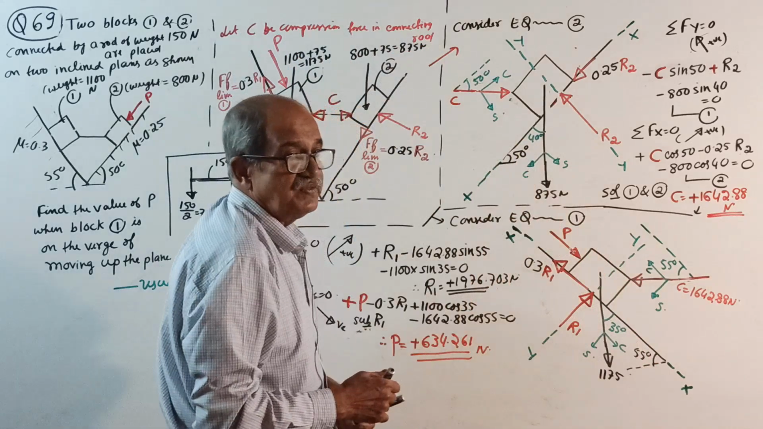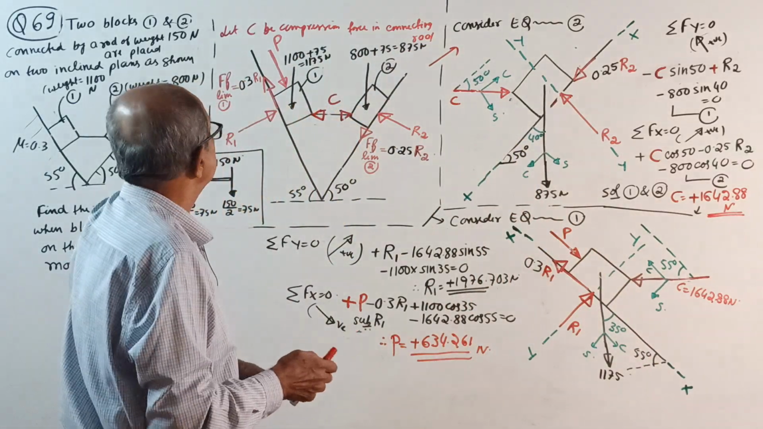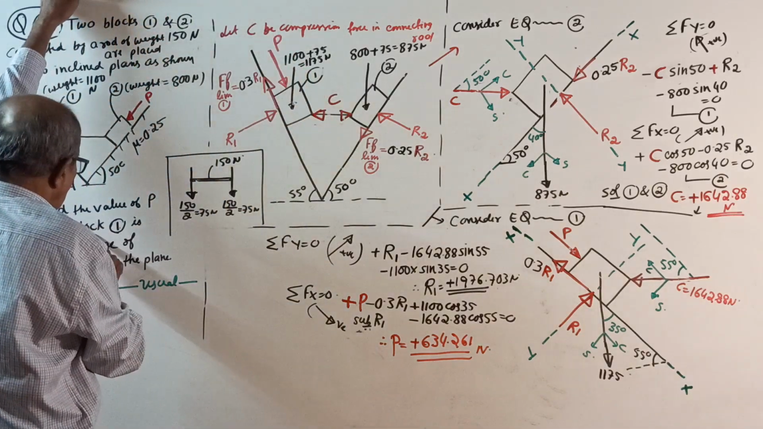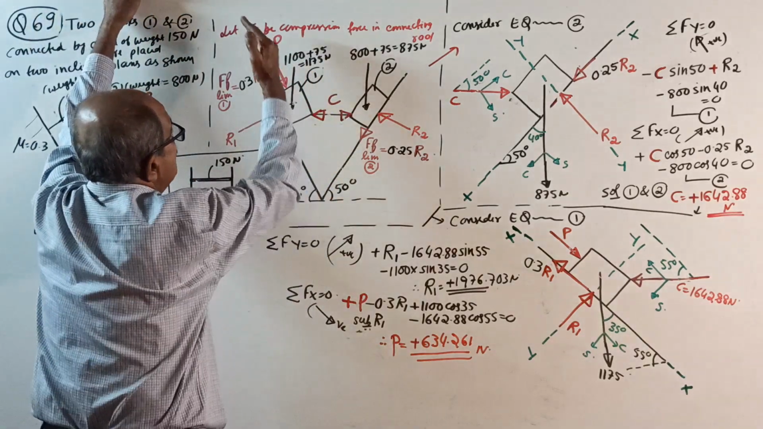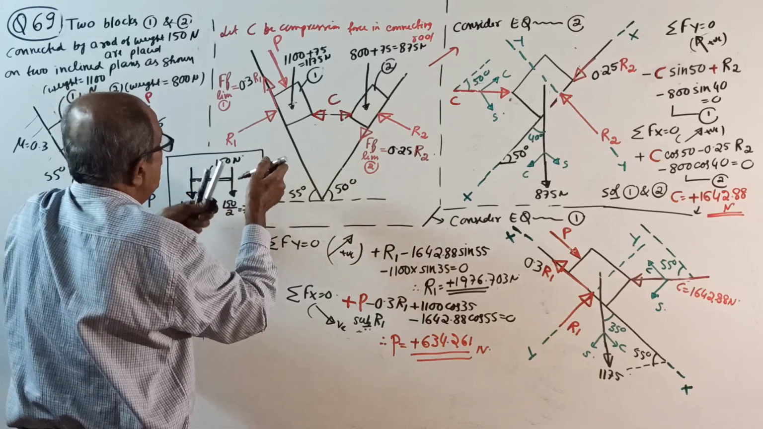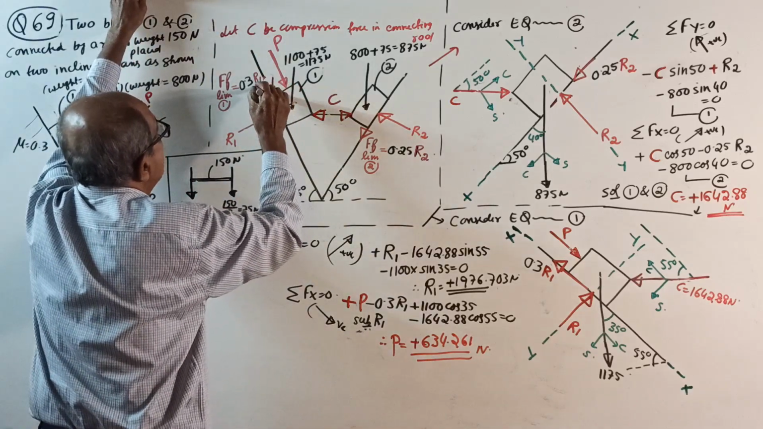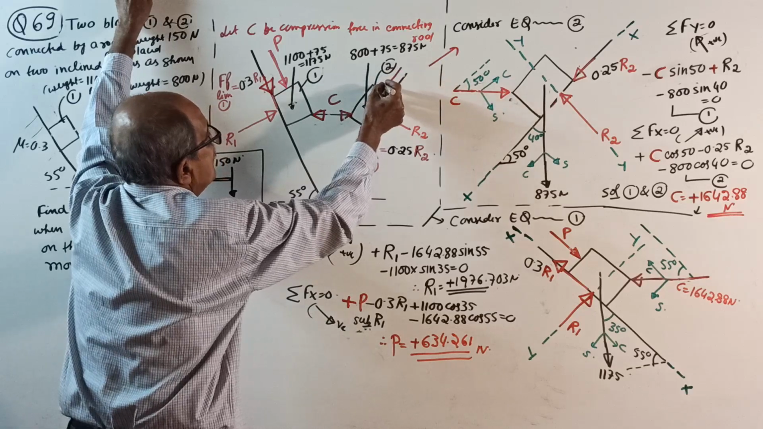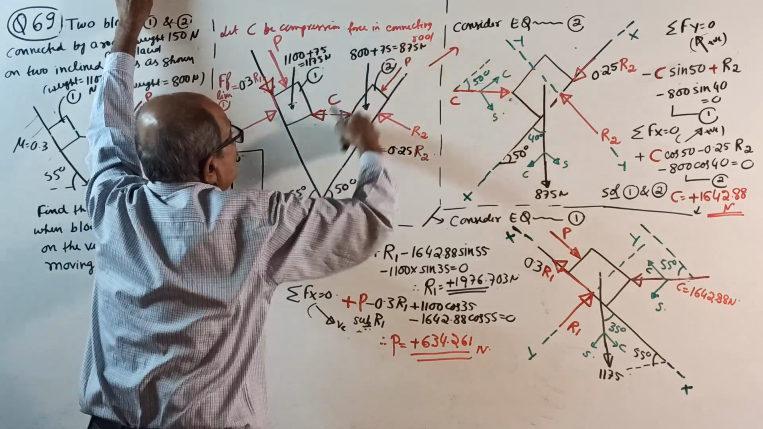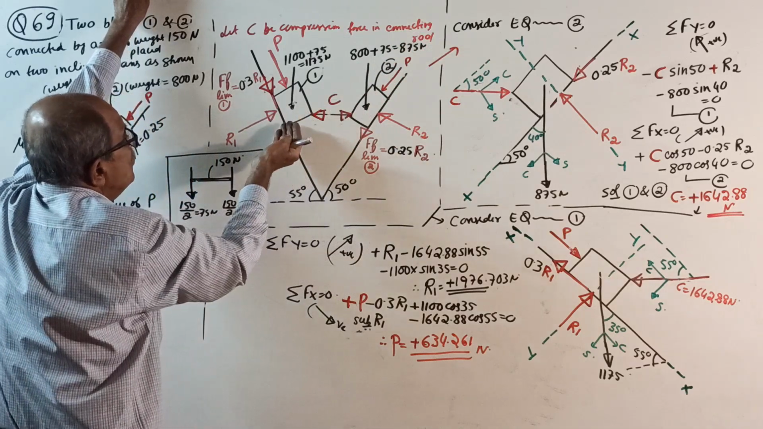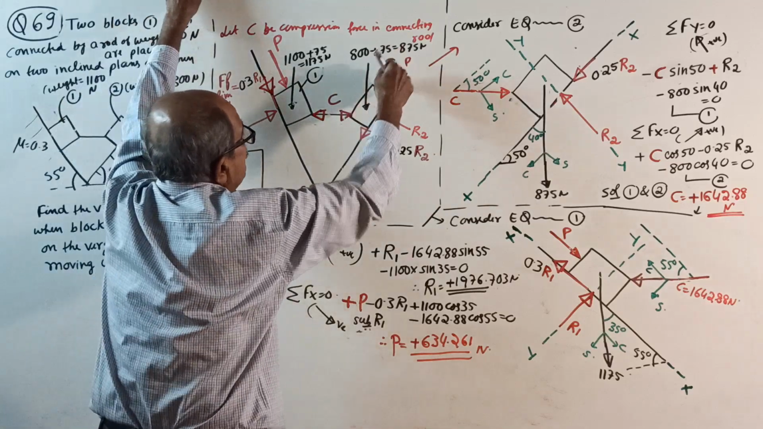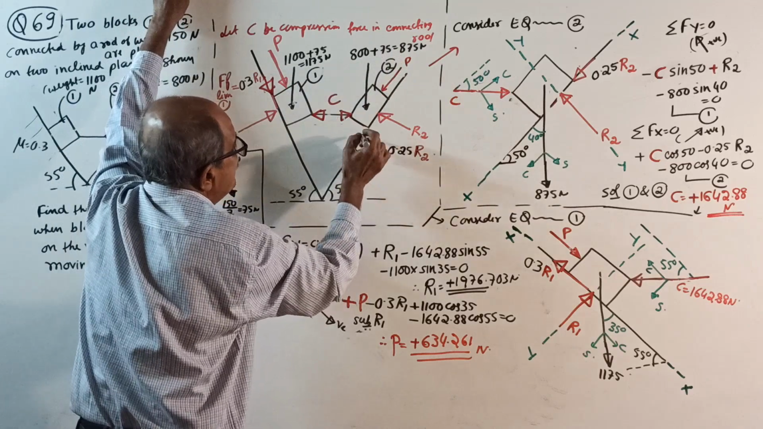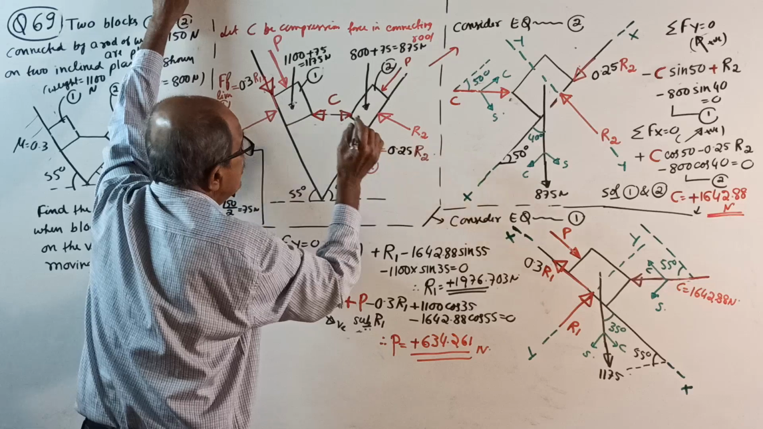Okay, now one more thing. I will explain and then go for changes. Block 1 is on the verge of moving up, which means friction is down. Careful: when you apply the force P here, block 1 is on the verge of moving up, friction down. And when you apply the force here, block 2 is on the verge of coming down, friction is like this. You have to make a note of all this.